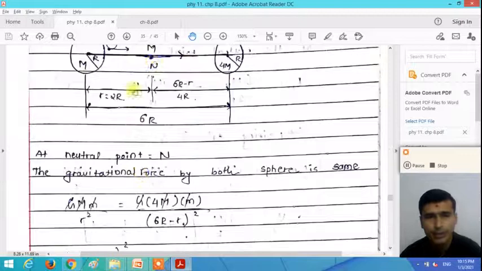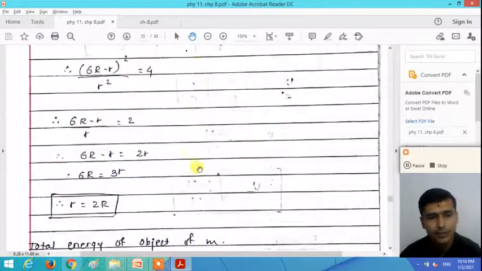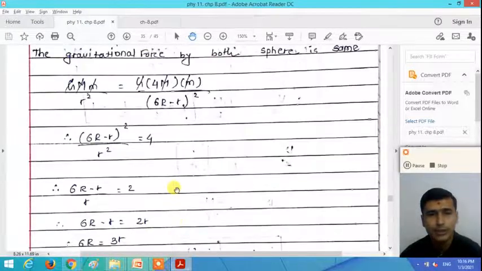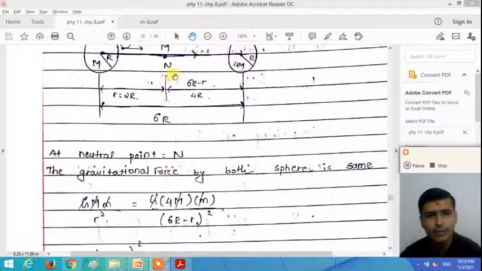So the neutral point is at a distance 2r from the center of the first sphere, and at a distance 4r from the center of the second sphere, right? Understand or not? So first we find the neutral point, that is at a distance 2r from the center of the first sphere. So here we get the neutral point is at a distance 2r from the center of the first sphere.